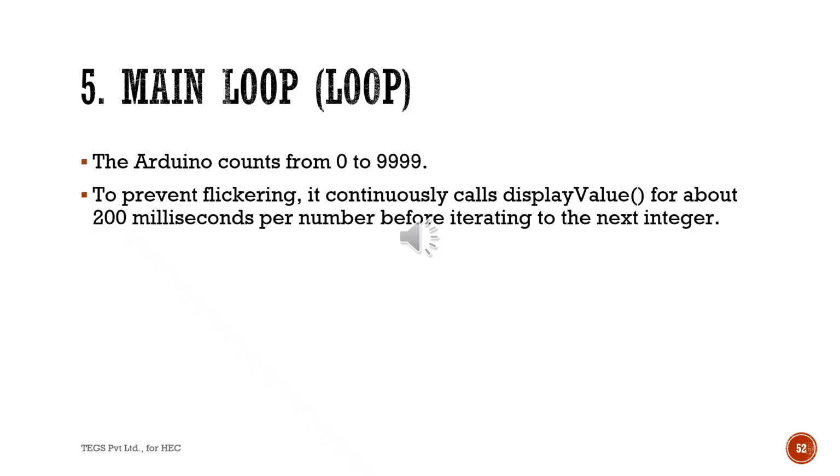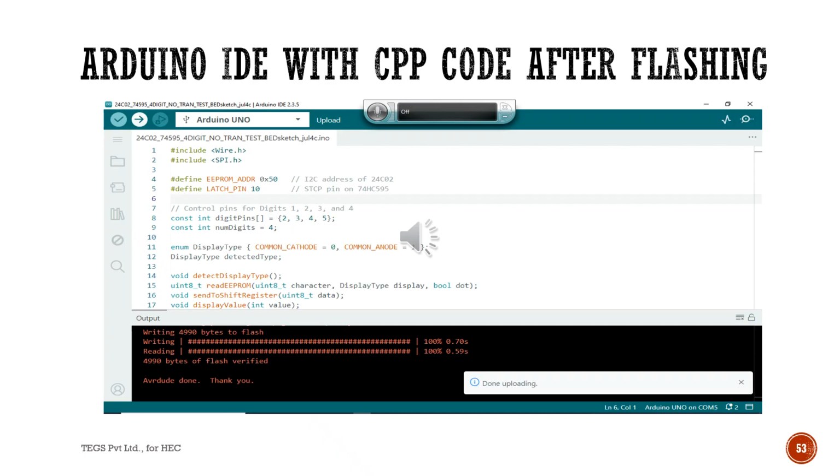Section 5, the main loop. Arduino counts from 0 to 9999. To prevent flickering, it continuously calls the display value for about 200 milliseconds per number before iterating to the next integer. The Arduino IDE with C++ code after flashing is shown here as a screenshot.